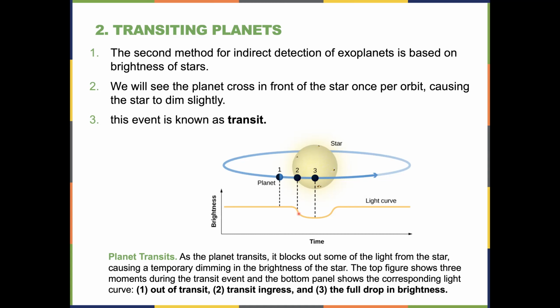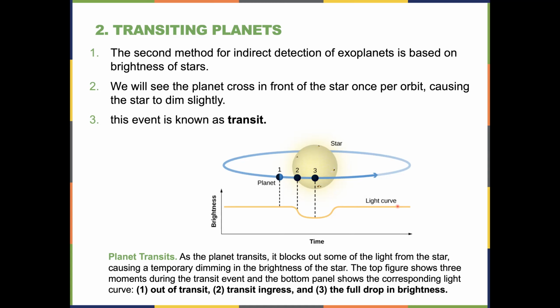And after that, when it comes to point 3, like right here, the planet completely goes in front of the star. So you will have the maximum light drop, because the light coming from this region of the star will be completely blocked, right? So because of that, you will have a dip like this. So this is another way of detecting exoplanets, and we call this transiting planets, right?